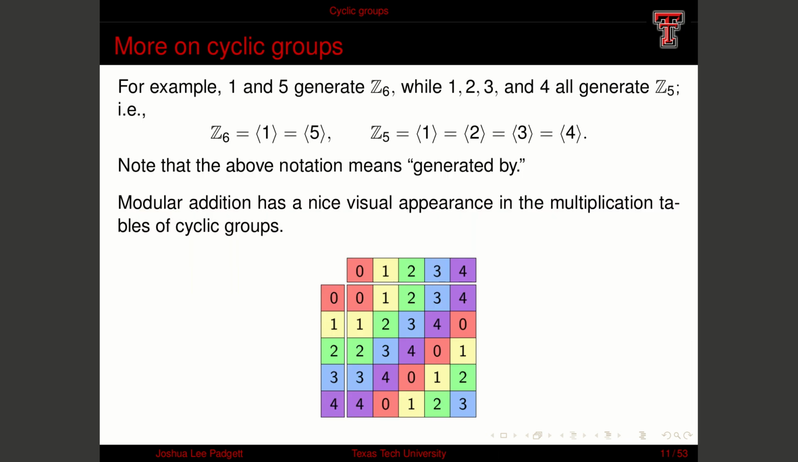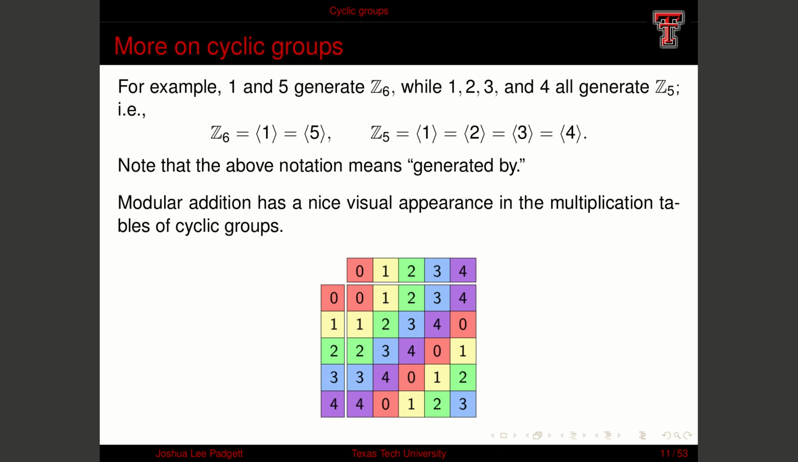All right. So just as I was saying, we can generate Z6 with 1 and 5 because these are relatively prime to 6. We can never use 0 because it's the identity. And we can't use 2, 3, and 4 because 2 and 4 have a 2 in common with 6, and 3 has a 3 in common. However, with Z sub 5, since 5 is prime, all non-zero numbers will be generators.